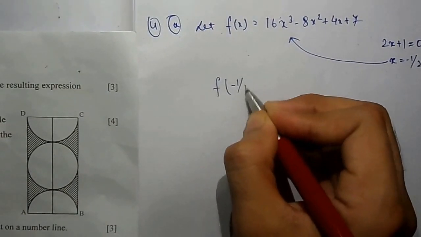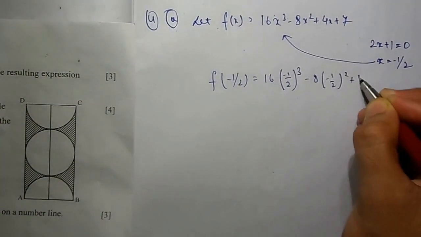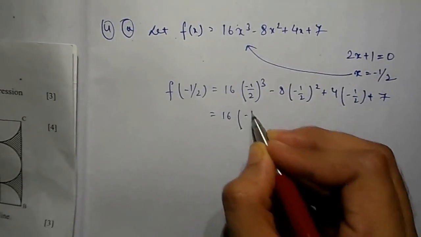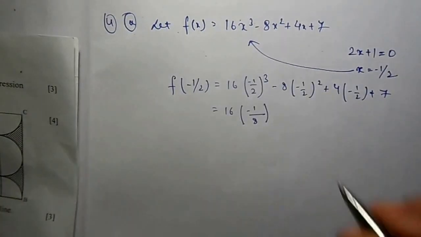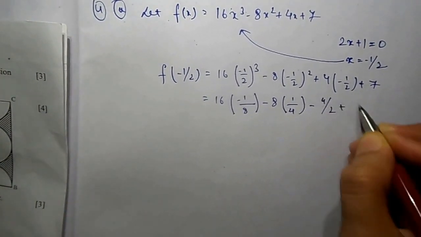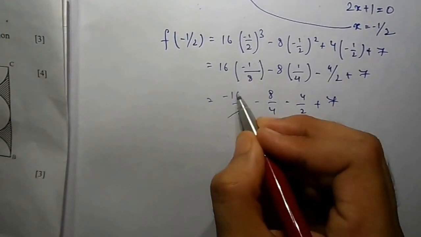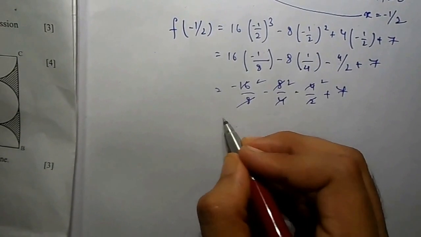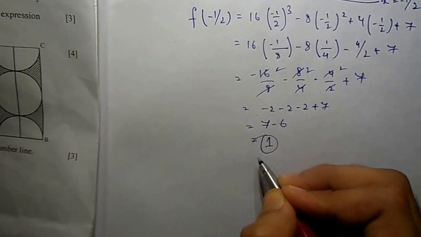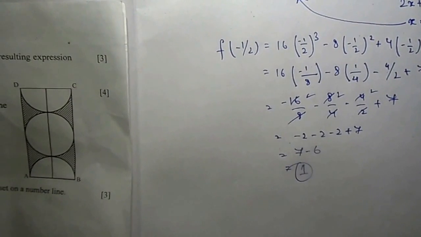Okay, so f(minus half) equals 16 times minus half cube, minus 8 times minus half square, plus 4 times minus half, plus 7. Now evaluating this, we get minus 1 by 8. This is a cube, so the minus will remain here, and this is a square, so the minus will vanish from here, and simple multiplication over here. So minus 16 by 8, minus 8 by 4, minus 4 by 2, plus 7. Everything works out to minus 2, minus 2, minus 2, plus 7. So that is 7 minus 6 equals 1. So 1 is the remainder. So 1 must be subtracted from this expression to make 2x plus 1 a factor of it.